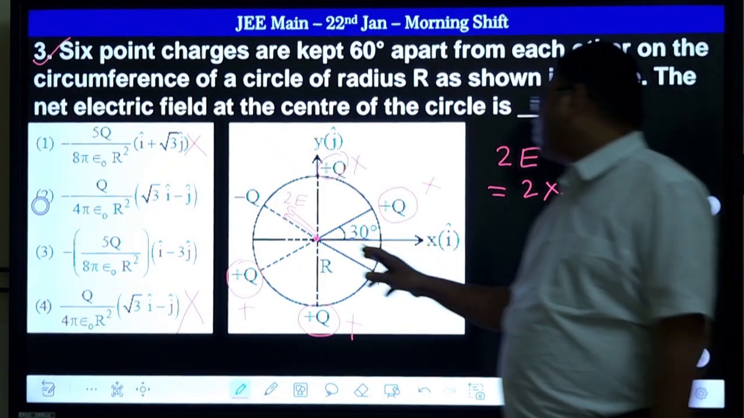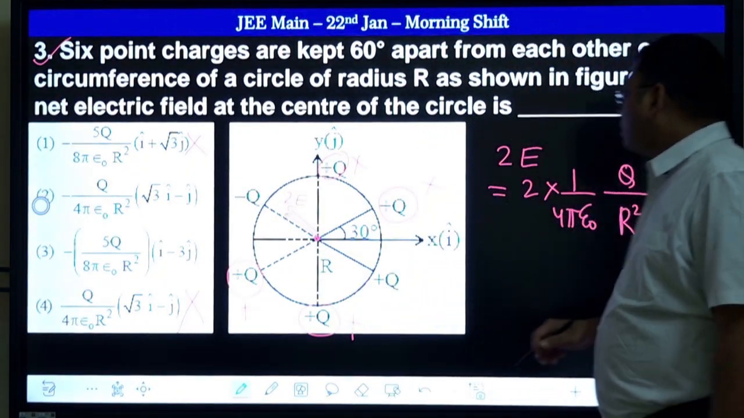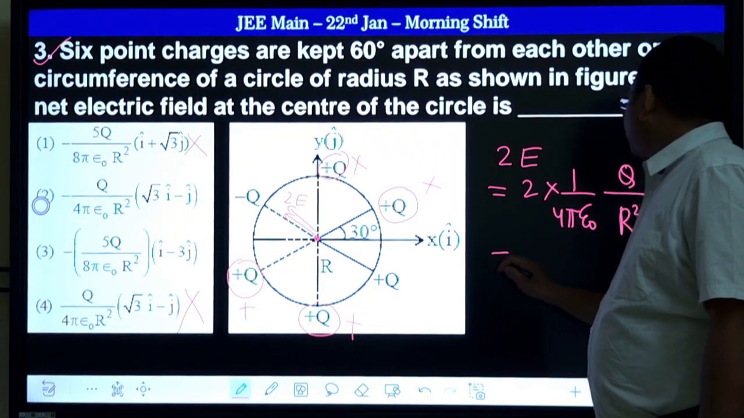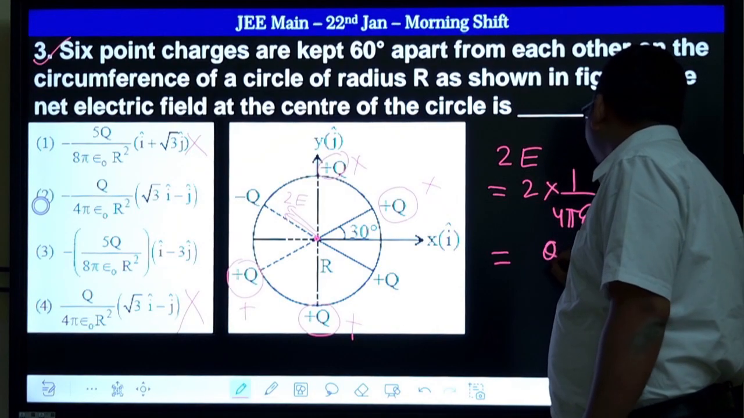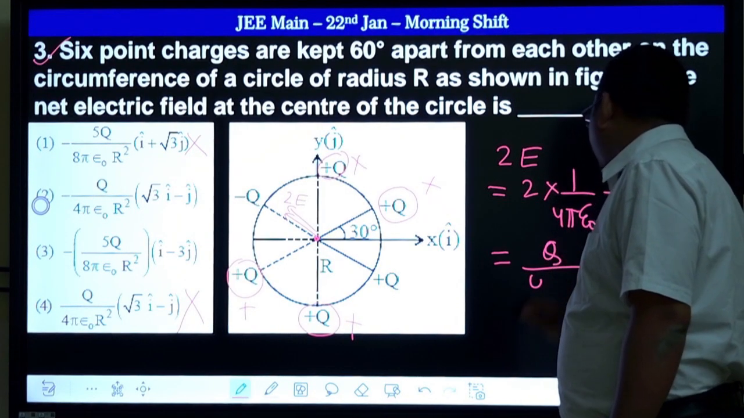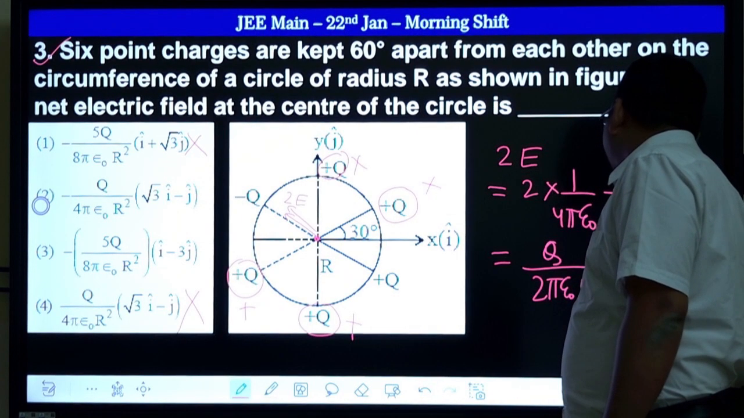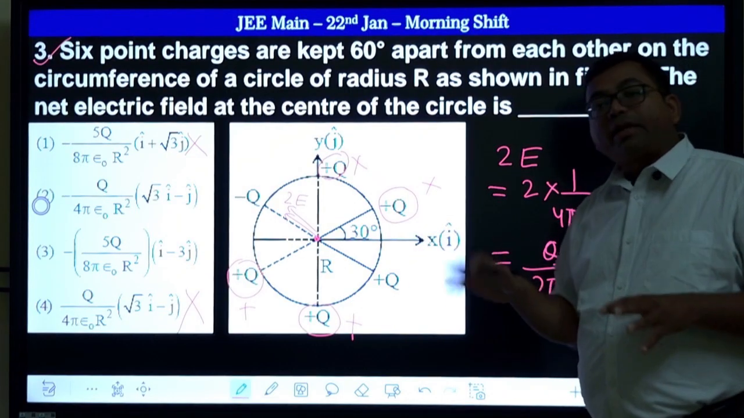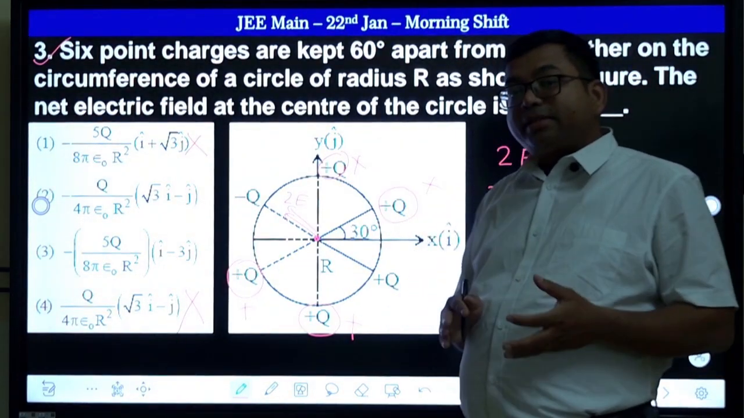So the electric field due to a positive charge is KQ by R square, and you have to multiply by 2. So you are going to get this factor in the denominator, Q by 4. The 4 will get cancelled, right? It will become 2 pi epsilon naught R square. Okay, but we have to write the direction. Direction is a unit vector, right? So unit vector means cos theta i cap, sin theta j cap.